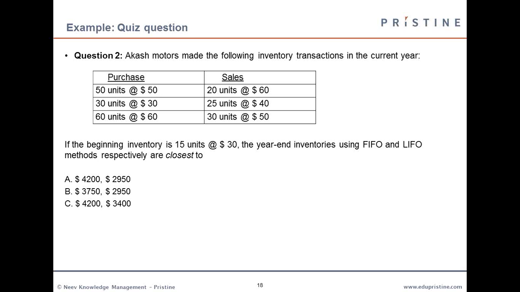Here we have a company which made the following transactions. The purchase and sales are as shown, and there is some beginning inventory which is 15 units. The question asks us to find the year-end inventories using both FIFO and LIFO methods. Again, this is a question which is on par with CFA Level 1, and you can expect very similar questions in your exam.